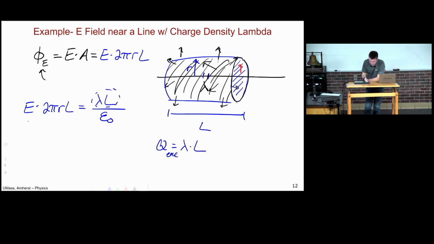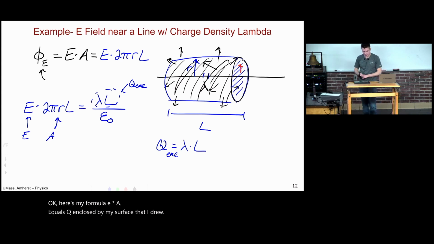Okay, here's my formula. E times A equals Q enclosed by my surface that I drew, over epsilon 0. Let people finish writing a little bit.